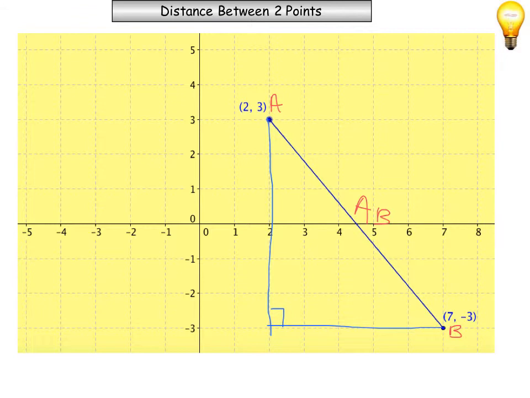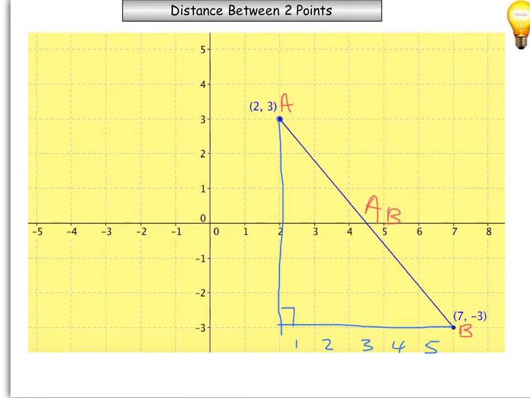Now one of the things that you could do is simply count the divisions. So you could count 1, 2, 3, 4, 5. What happens if these points are ridiculously far apart? Essentially what we're doing is finding the distance along the x-axis, so we're just going to find the difference between 7 and 2. We can see B's x ordinate is 7, A's x ordinate is 2. I'm going to subtract the 2 to get 5.